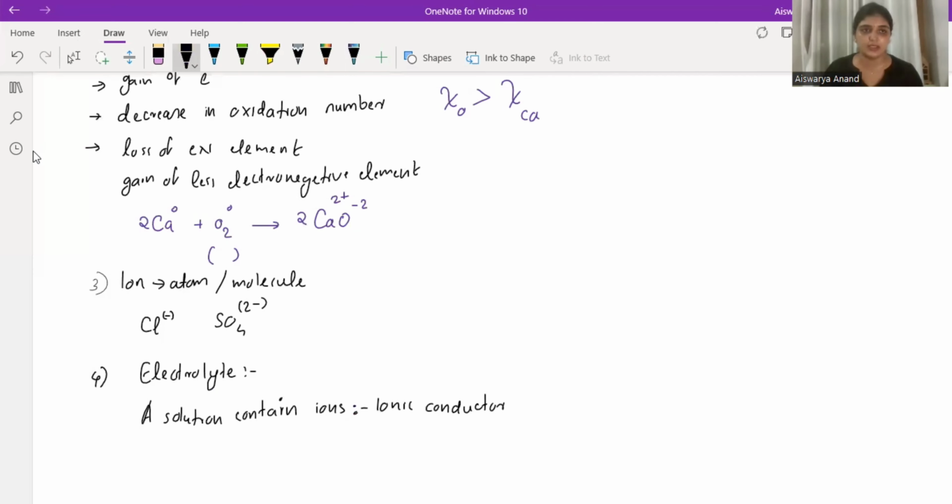All right. One more term is the electrode. So the next term is, what is an electrode? Electrodes are of two forms. We have inert electrodes and active electrodes. An inert electrode example is platinum. We'll discuss it in detail in the upcoming classes.